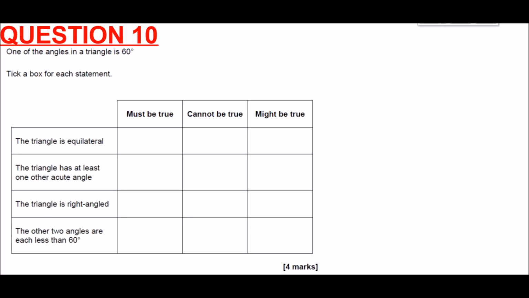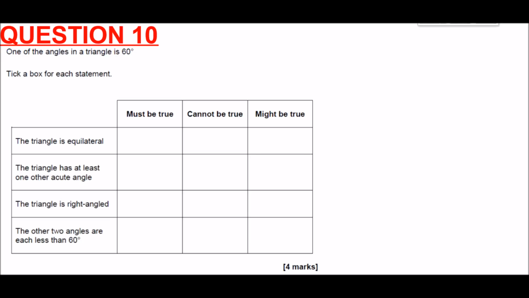Question 10. 4 marks for putting down 4 different things. Each statement, 4 statements, we've got 3 different options. Either the statement must be true, the statement cannot be true, or it might be true. First one, I'm just going to have a look at the first statement. So the first statement is saying about the triangle being equilateral. I also want to have a look at the third statement, which is about the triangle being right-angled.